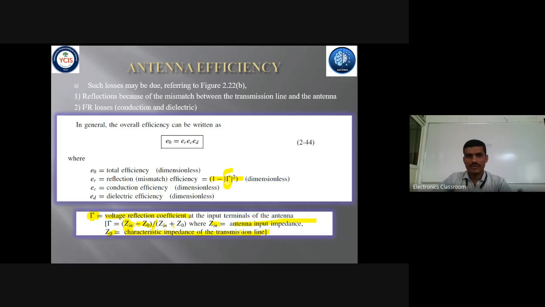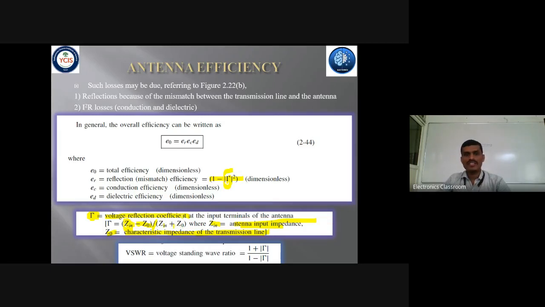We have considered two different impedances: one impedance from the antenna, another impedance from the transmission line. Is that clear? After that, we calculated the voltage reflection coefficient. Is that clear? Voltage reflection coefficient. Now, by using the voltage reflection coefficient, we can calculate the voltage standing wave ratio. Is that clear? We are going step by step.